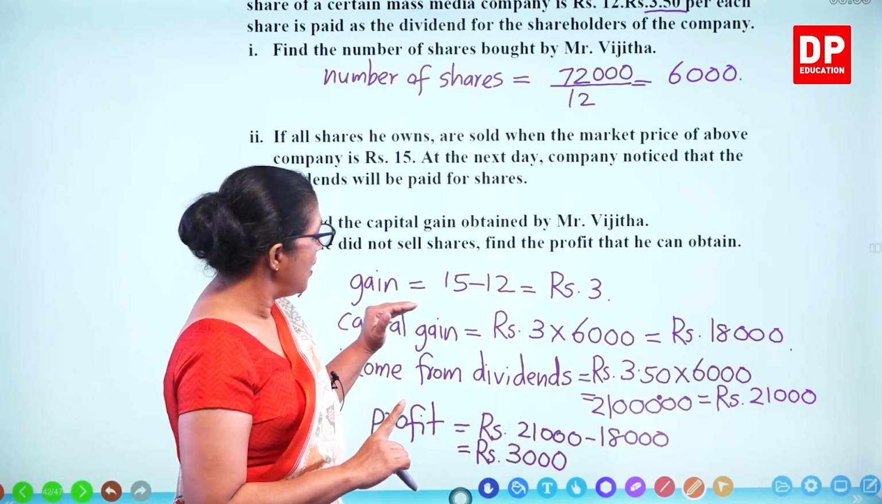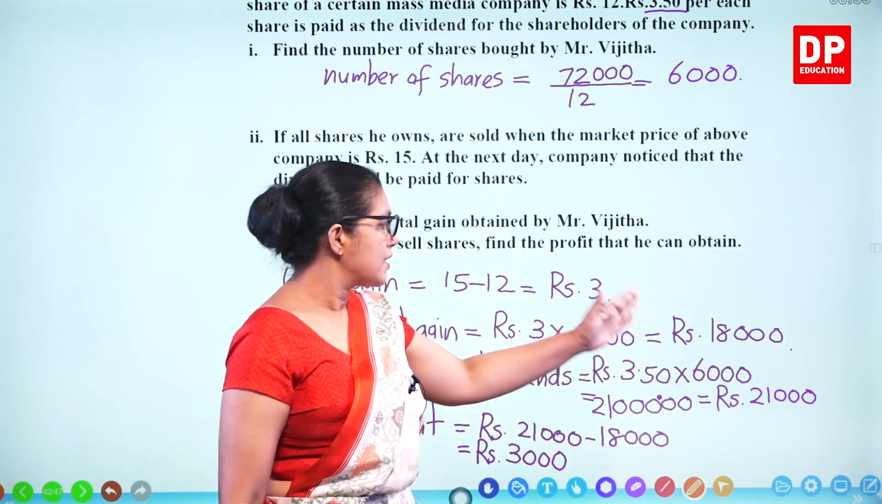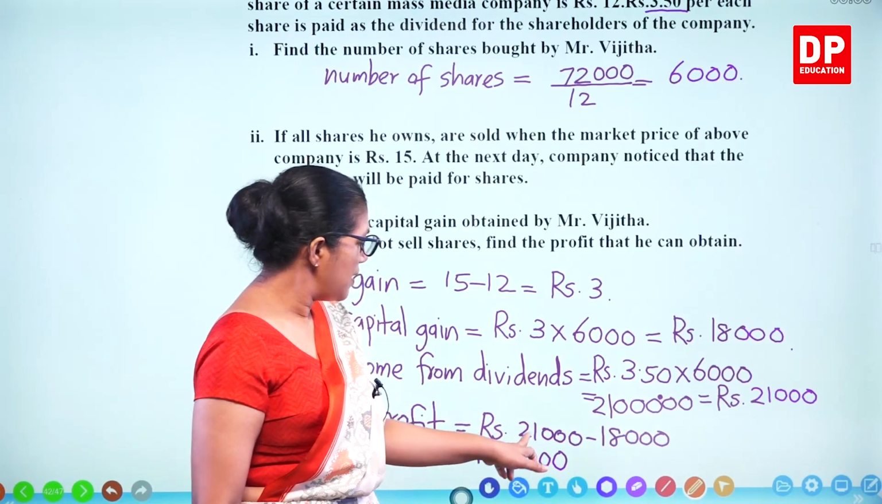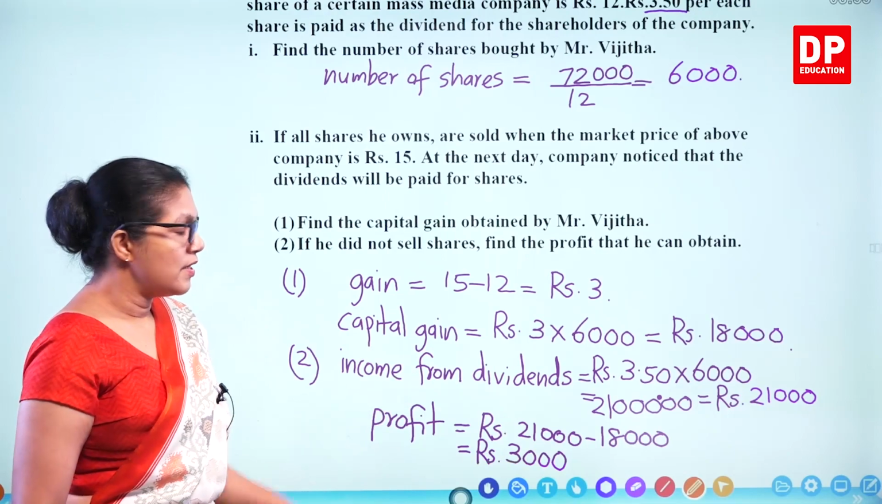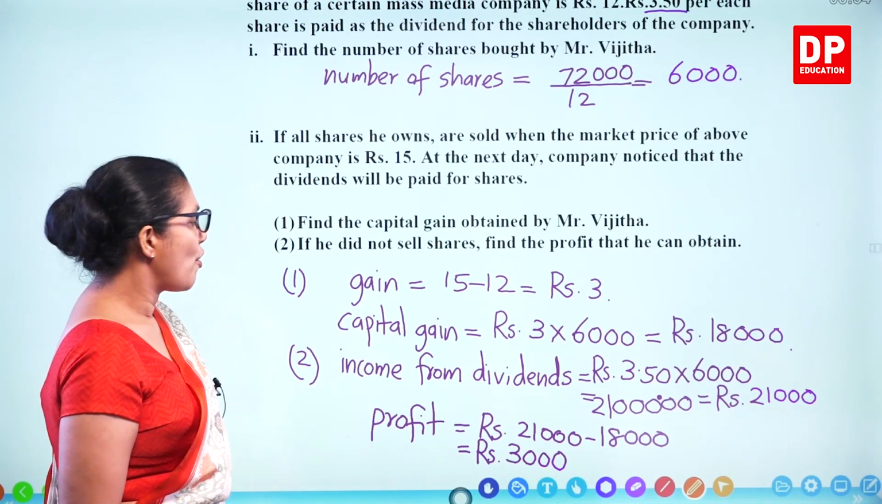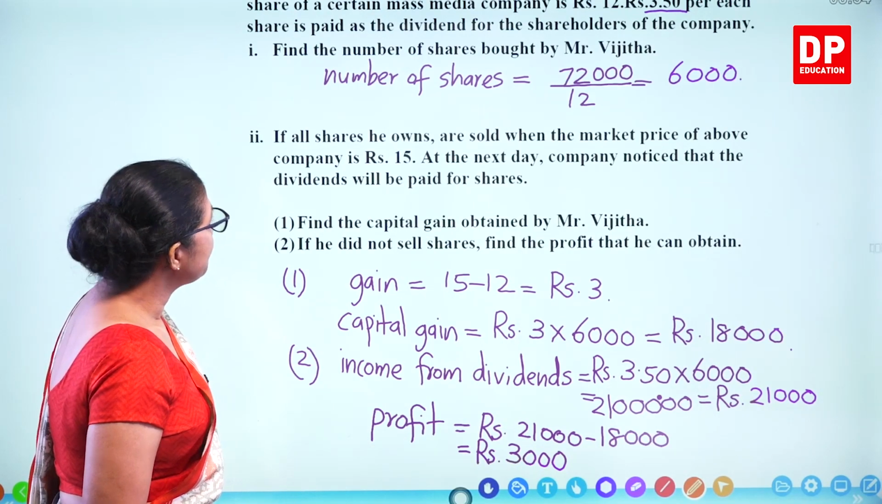So after he sold, this is the profit he got. But if he keeps, he will get 21,000. So what's the profit difference between these two? 3,000 rupees profit. So that's part B.